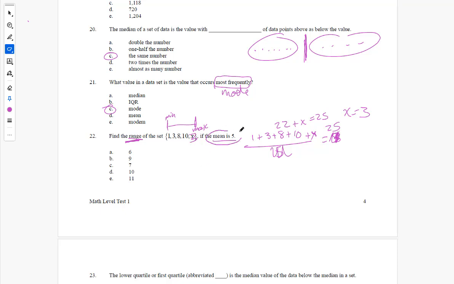So this mean of 5 told us the average of all these numbers, and we deduced that X was a 3. That means the minimum is 1, and the max is indeed the 10. So we do have B is the range. Good. Let's do 23. Let's see what we got here.